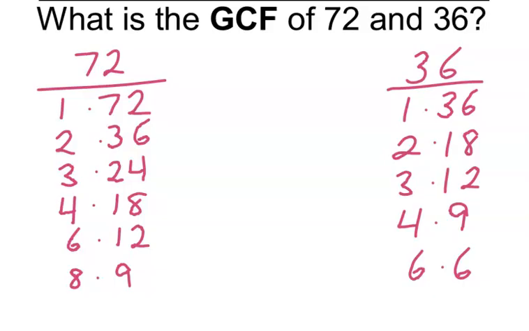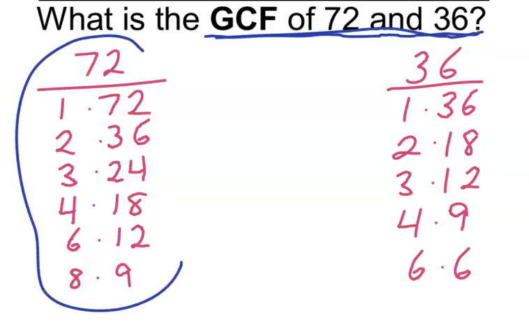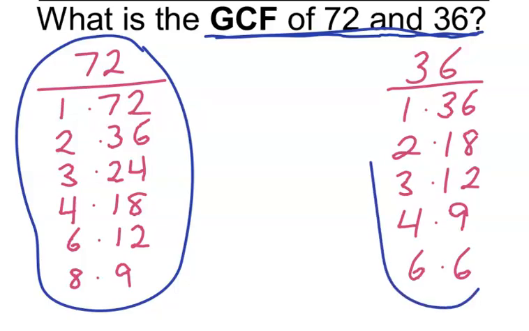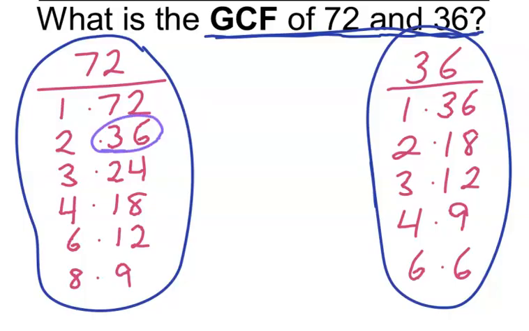All right, so it says, what is the greatest common factor of 72 and 36? All right, so here are all the factors of 72. Here are all the factors of 36. What is the biggest number that is in both of those groups? Well, if you look, it looks like probably the number 36. That's your answer. The greatest common factor of 72 and 36 is 36.